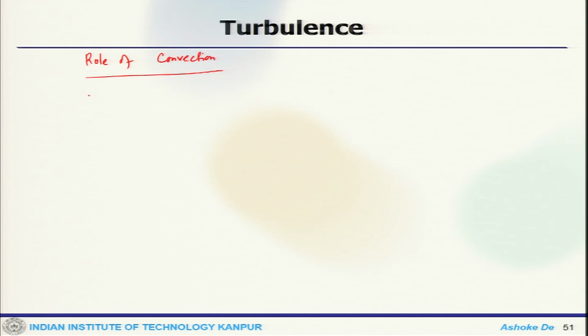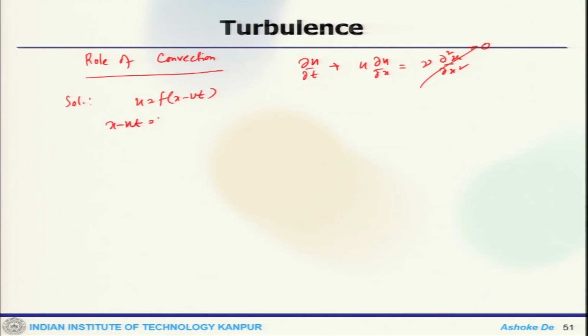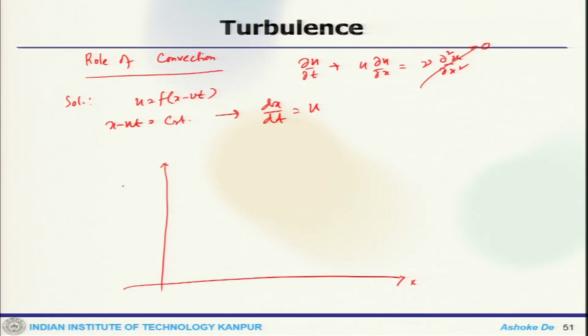So, my equation was del u by del t plus u del u by del x equals to nu del 2u by del x2. So, this is neglected. So, my solution would be of the form u equals to f of x minus u t. So, the propagation along characteristics x minus u t equals to constant, which will give me dx by dt equals to u. So, if I see that in x and this is u and this could be my time.